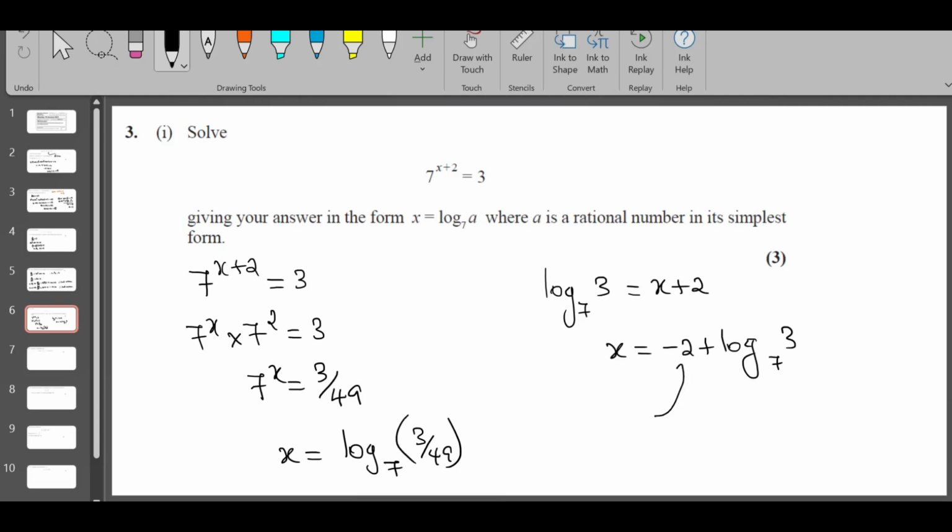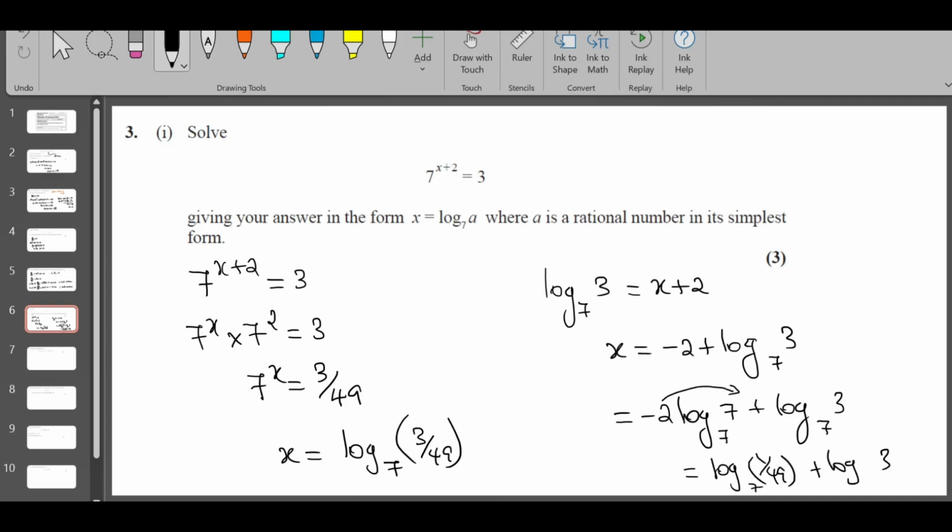If you have a logarithm here, you can combine it into a single logarithm. So I'm going to write minus 2 as log 7 base 7, because log 7 base 7 is 1, right? Put this minus 2 as a power, 7 power minus 2, which is 1 over 49, plus log 3. Log a plus log b is log a times b. 3 times 1 over 49, you will get this answer. That's another way of solving it.